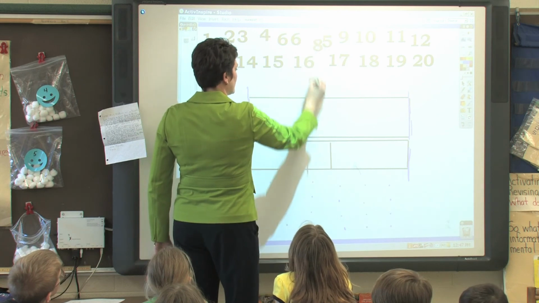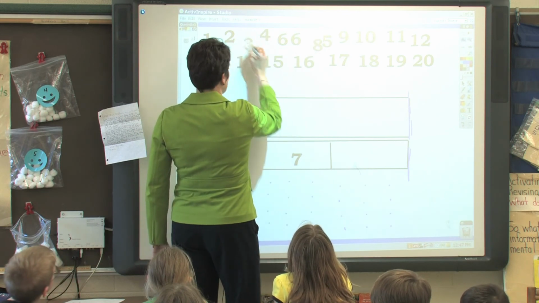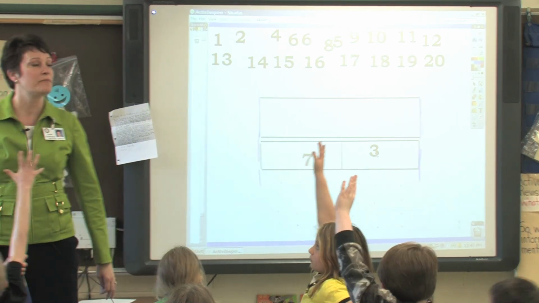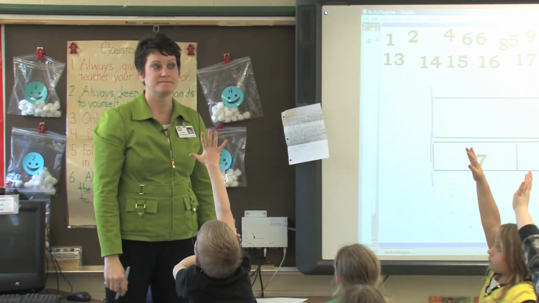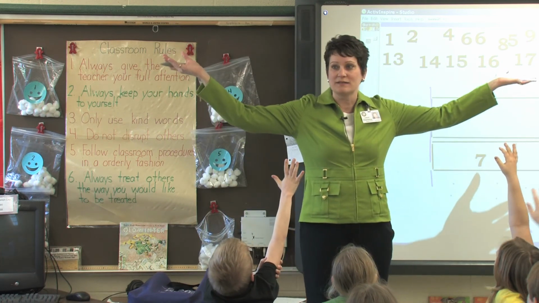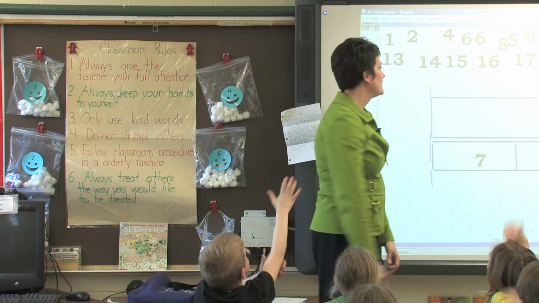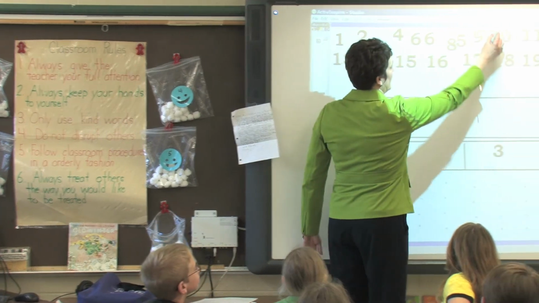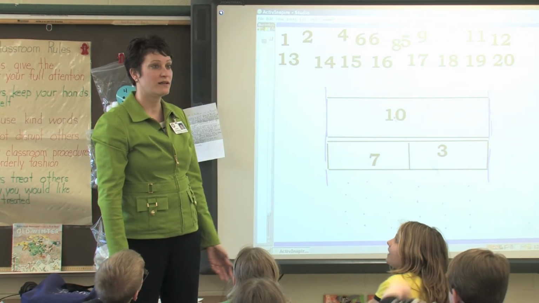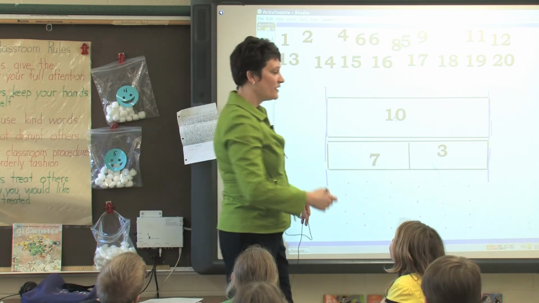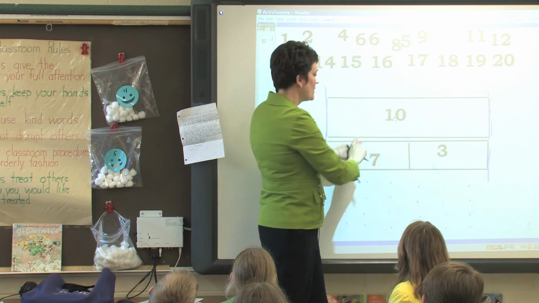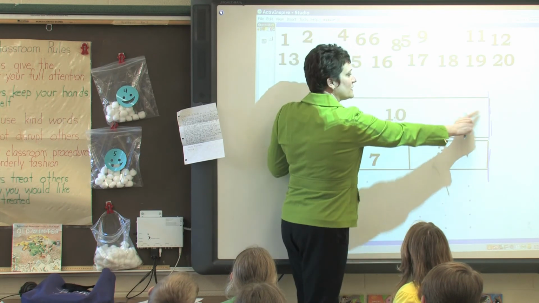I am going to take a 7 and a 3. What would you put in the top bar? When I drop my hands, tell me the answer. 10. Oh, I can even drag this one down here. 10. Why did you put 10? It equals 10. Yeah, it equals 10. Yeah, so now this is why my bars are the same, because whatever's down here has to equal here.